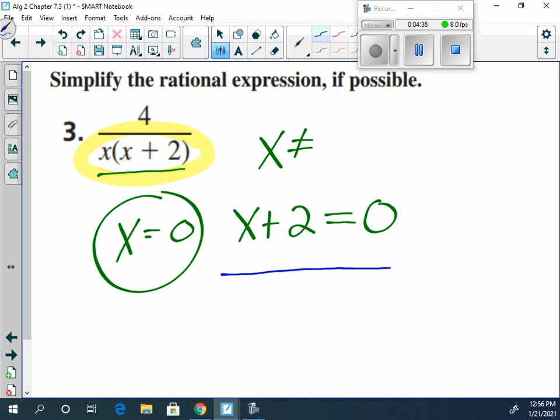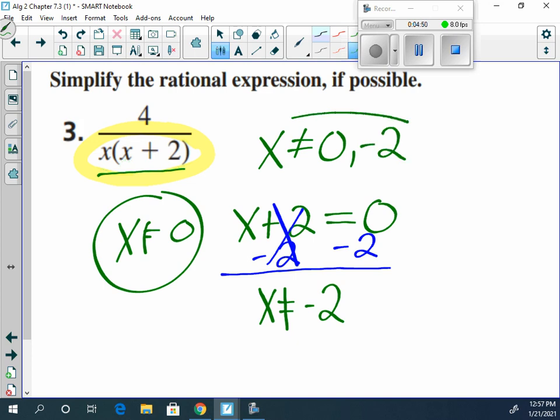We would subtract 2, because those would cancel and tell me x is equal to -2. So if x is 0 or -2, it's going to cause the denominator to become 0. We can't have that. Those are our restrictions.